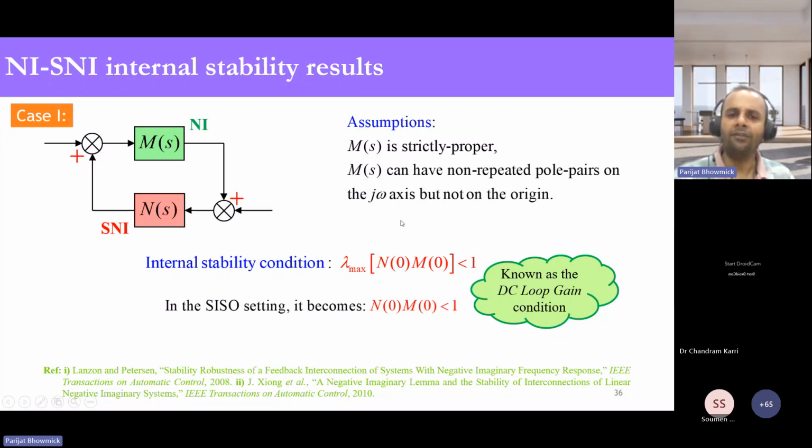Here you may have a little bit of difficulty in reading this condition. Why I have written the lambda max is because it is nothing but the DC loop gain N0 M0, but this is technically or mathematically correct only for the SISO setting. If it is MIMO, then the gains are not scalar gains, they are matrices. So if we have to quantify the value of a matrix, we have to describe it in terms of its eigenvalues or its singular values. Usually in the papers they do it with respect to the eigenvalues, and since it is about the maximum gain, the condition is given as lambda max of N0 M0 less than 1. Let's see a few examples, then it would be clear.